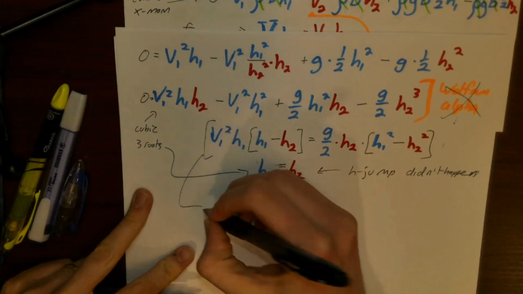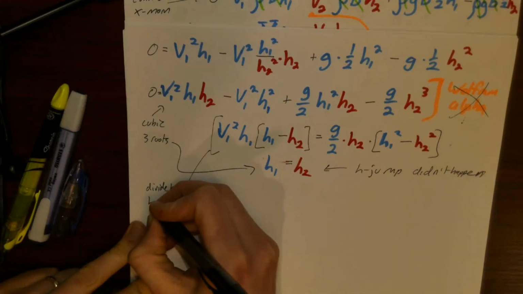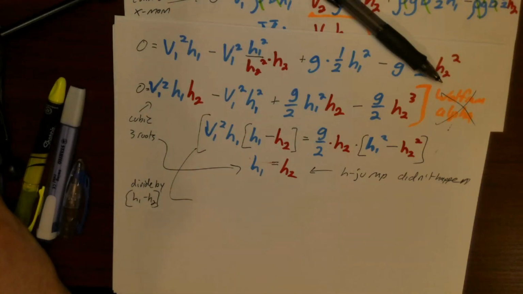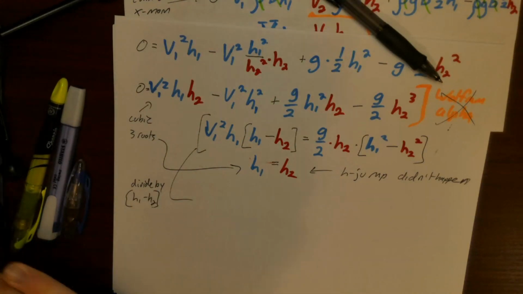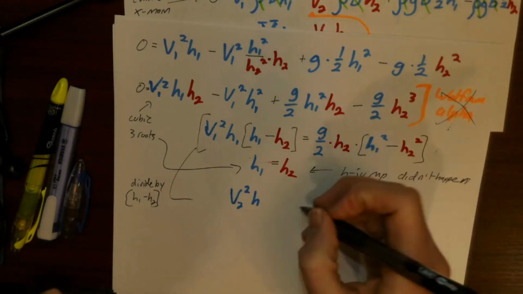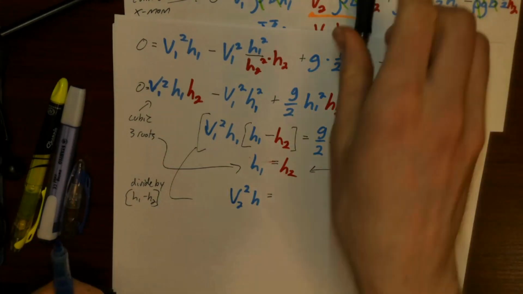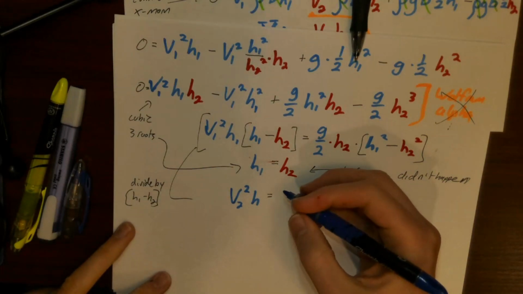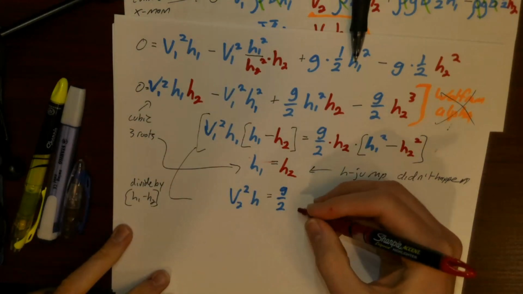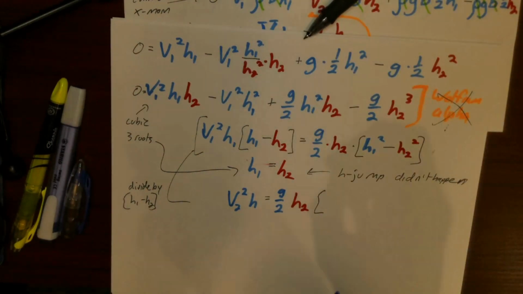So we can take this result and divide both sides of this equation by H1 minus H2. If you do so, you end up with the following equation. I'm going to skip a little bit of algebra here, so if you're curious, you can go back and check me on it. But we end up with V1 squared is equal to G over 2 H2 times (H1 plus H2).